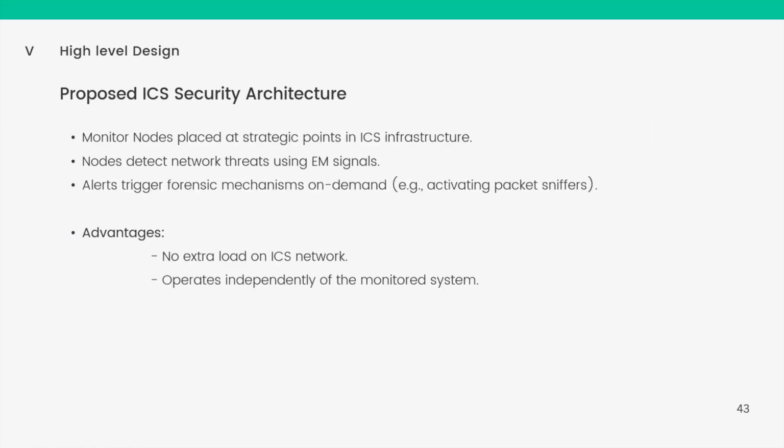So monitor nodes are placed at strategic points in the ICS infrastructure. These nodes detect network threats using EM radiation, and then they can trigger forensic mechanisms on demand, like activating packet sniffers. The advantage of this particular approach is that it does not add extra load to the ICS network, and the nodes operate independently of the monitored system. So we don't have to shut down the system to collect traces.